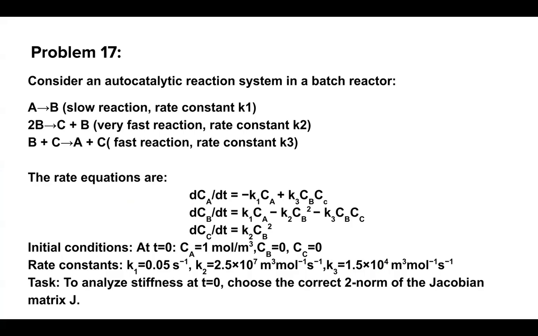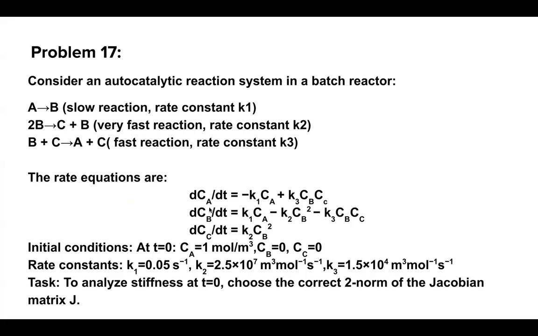I'll just read the question for you quickly. You have three reactions. A giving B, it's a slow reaction with a rate constant K1. And 2B giving C plus B, again a fast reaction with rate constant K2. And then you have a reaction B plus C giving A plus C. You don't have to worry about these reactions. There are three reactions that are given to you.